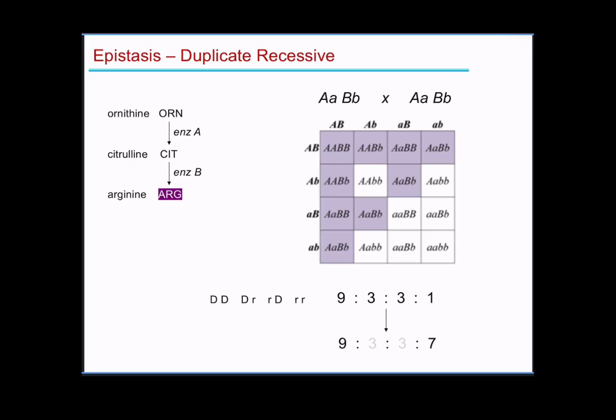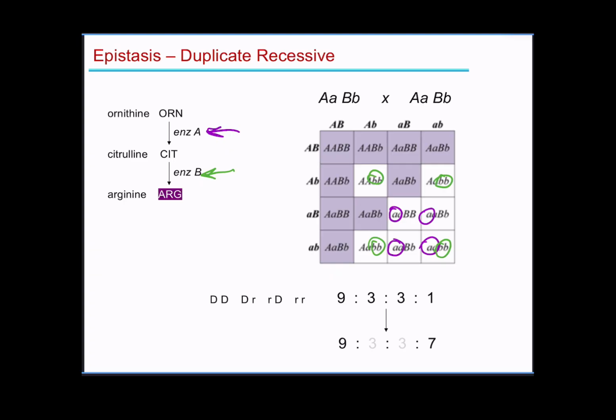Why? In the first case, you're missing your enzyme A. That would apply to anywhere where there is a homozygote recessive for A. Second case, you might be missing enzyme B. That applies to all of those where there was a homozygote recessive B.